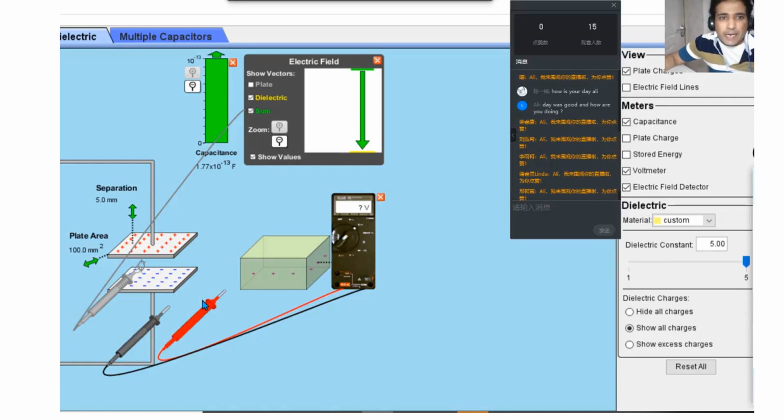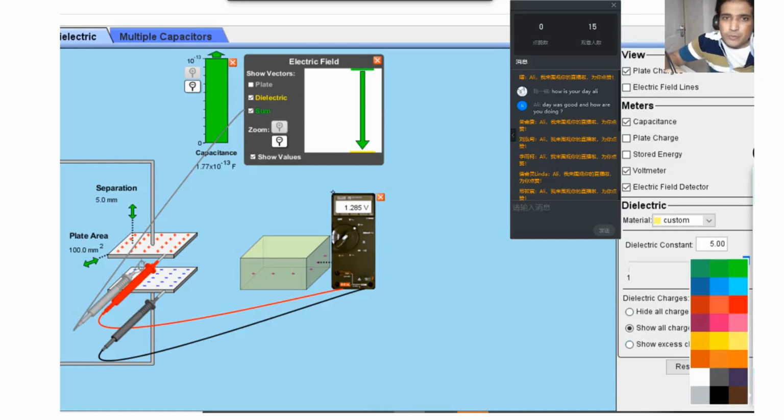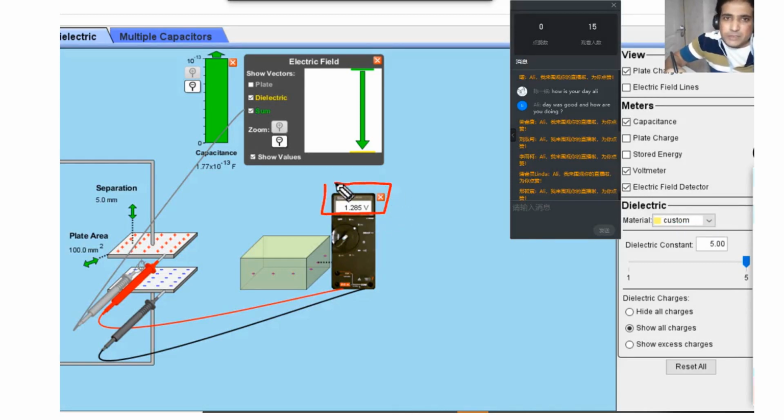Now we can see here the voltage across this battery. You can read it from here. So this is the voltage on this battery, on this power supply. This is the voltage, the same as on the power supply. So this is equal to 1.285 volts. So this is what we can see now.